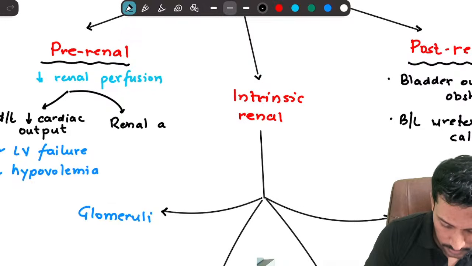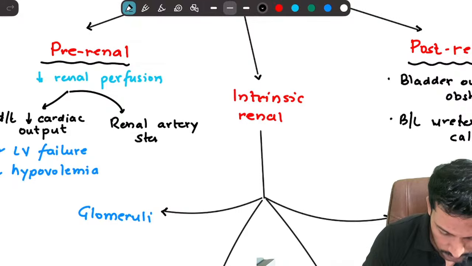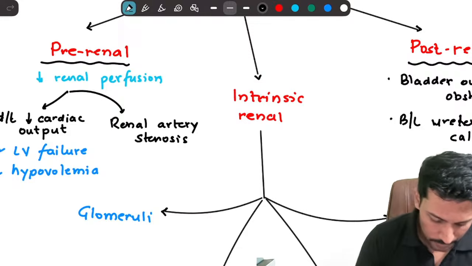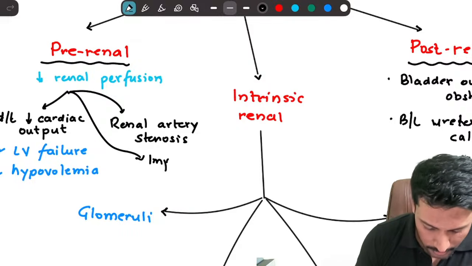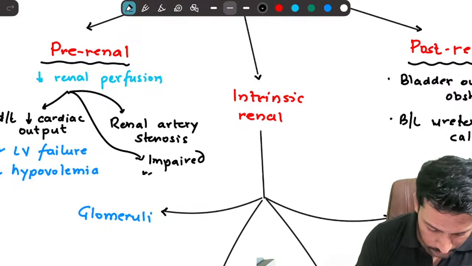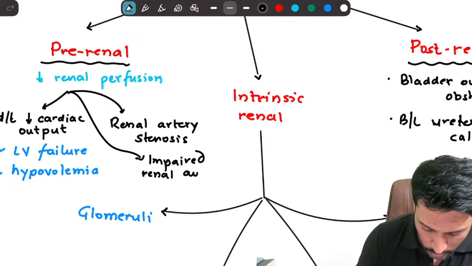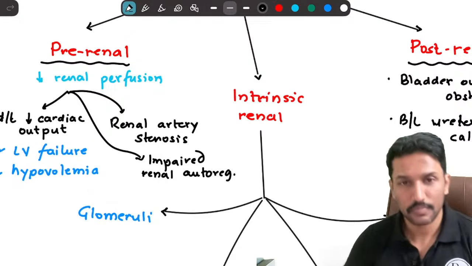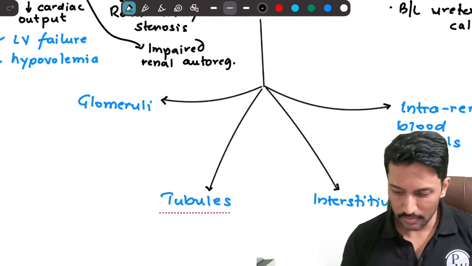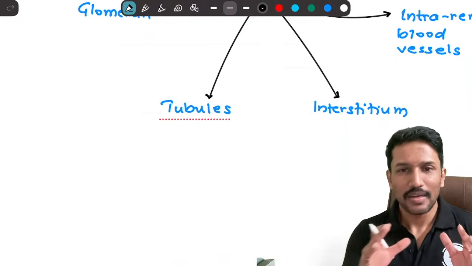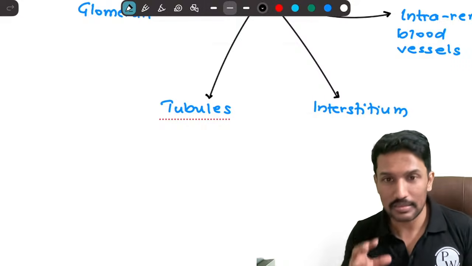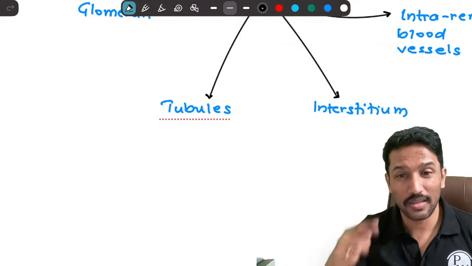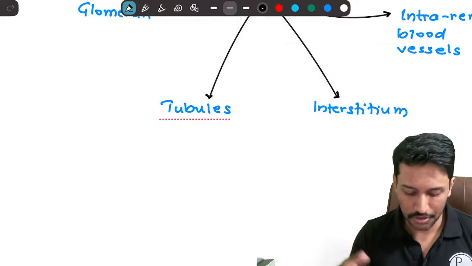Renal artery stenosis. Okay. Then another condition where decreased renal perfusion can happen is impaired renal autoregulation. Now, what do I mean by this? When we talk about the blood flow to the kidney, we should know that it is regulated. Precisely, even when BP is dropping, kidneys make sure that they get decent enough blood supply so that they can keep the process of filtration running.